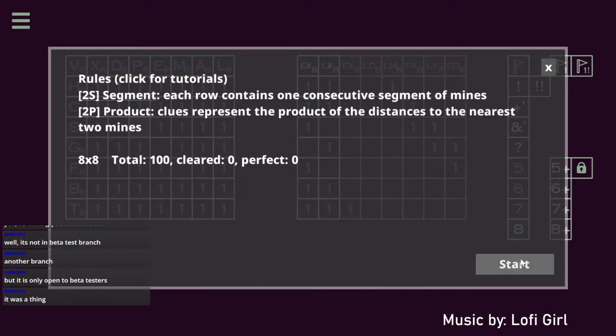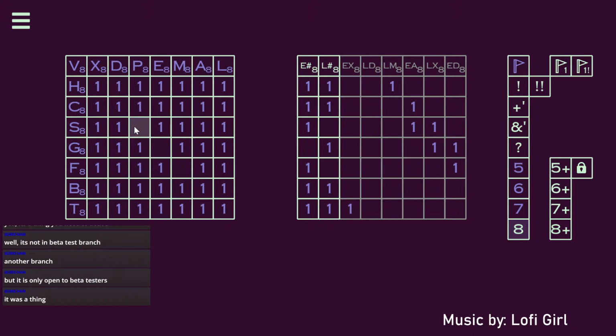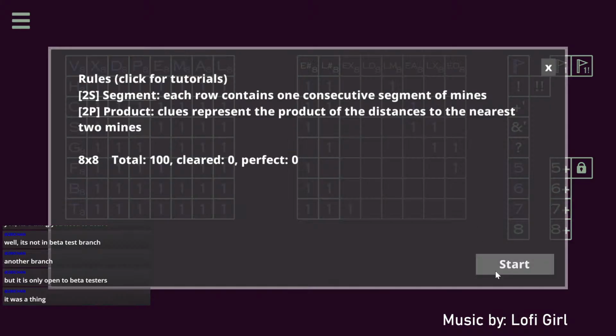Alright, product segment. Actually, let's do product last. No, I'll do product first. I want to do the encrypted one last.